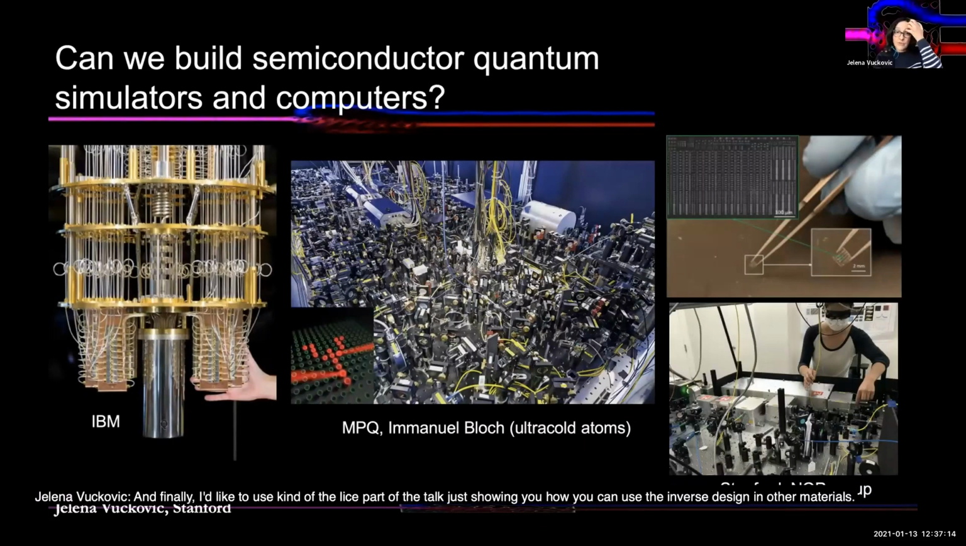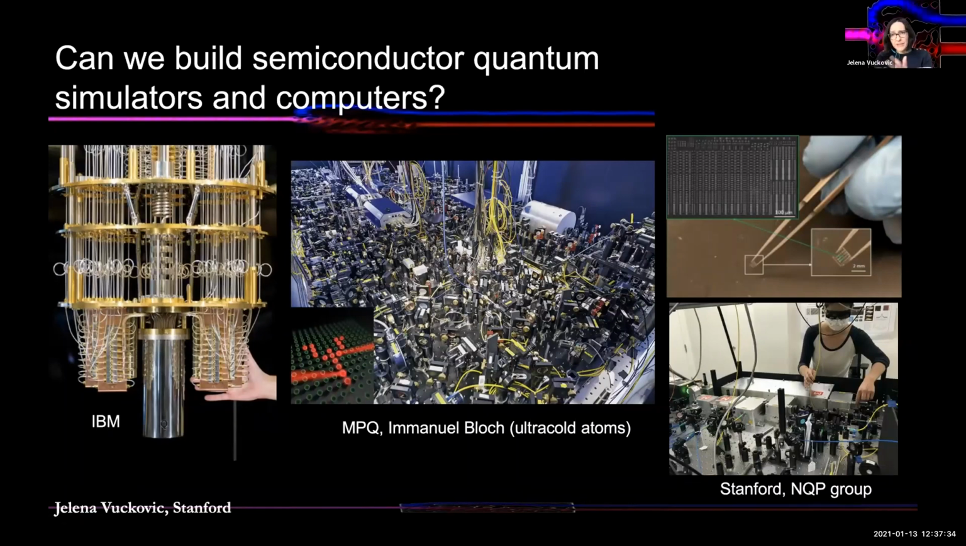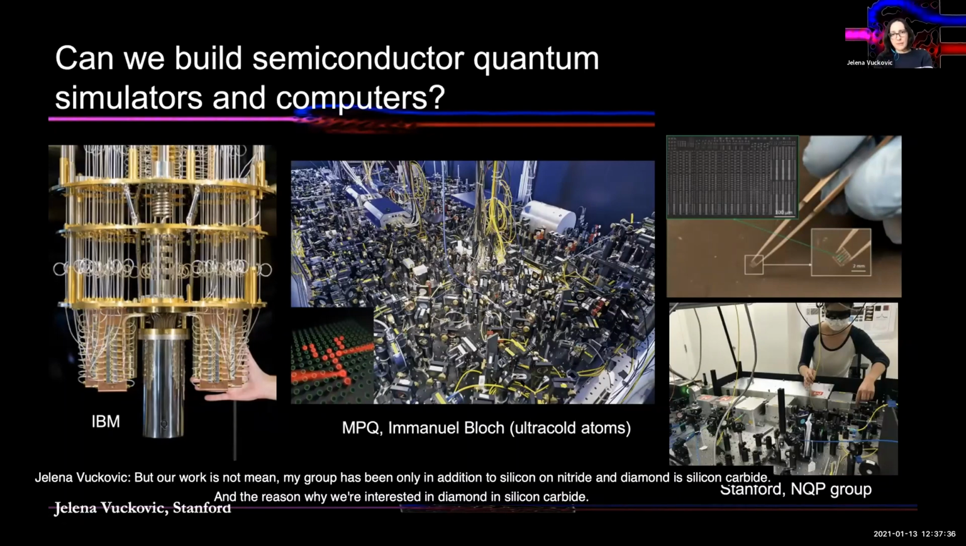And finally, I'd like to use the last part of the talk just showing you how you can use inverse design in other materials, primarily diamond and silicon carbide that my group has worked on, but it could be done in any other materials, basically, of your choice. We've done some work in collaboration with others on lithium niobate, tantala, and so on. But our work in my group has been only, in addition to silicon, on nitride and diamond and silicon carbide.